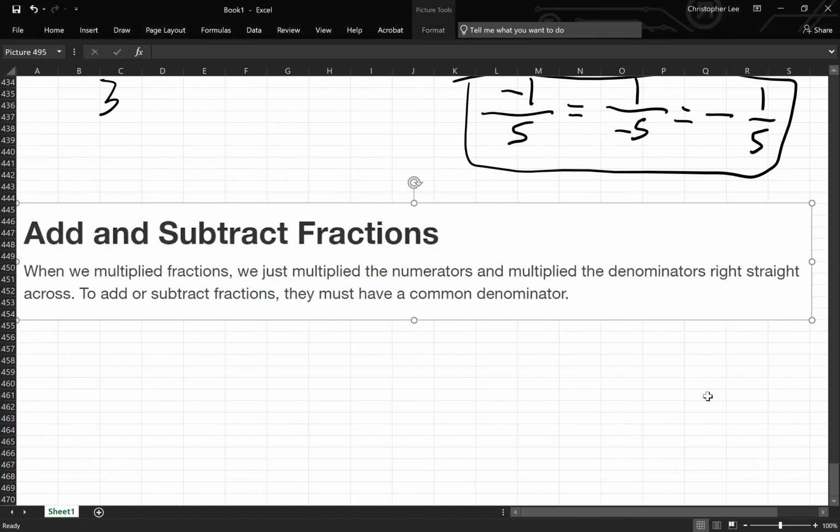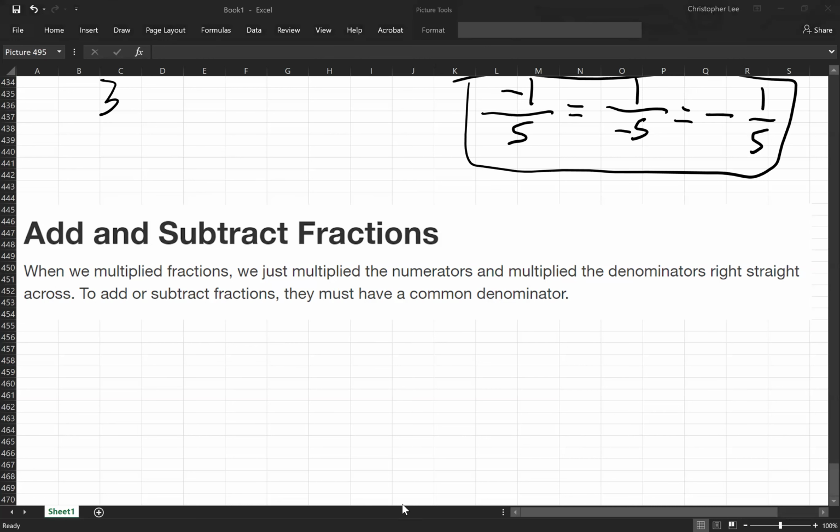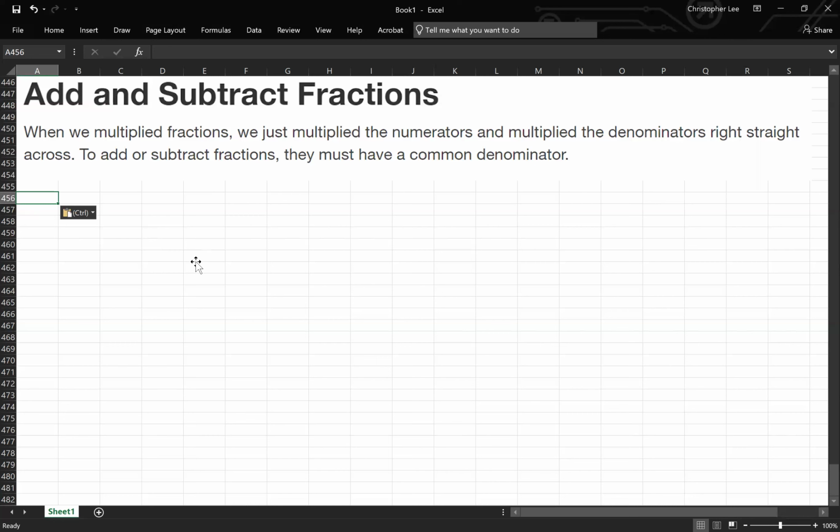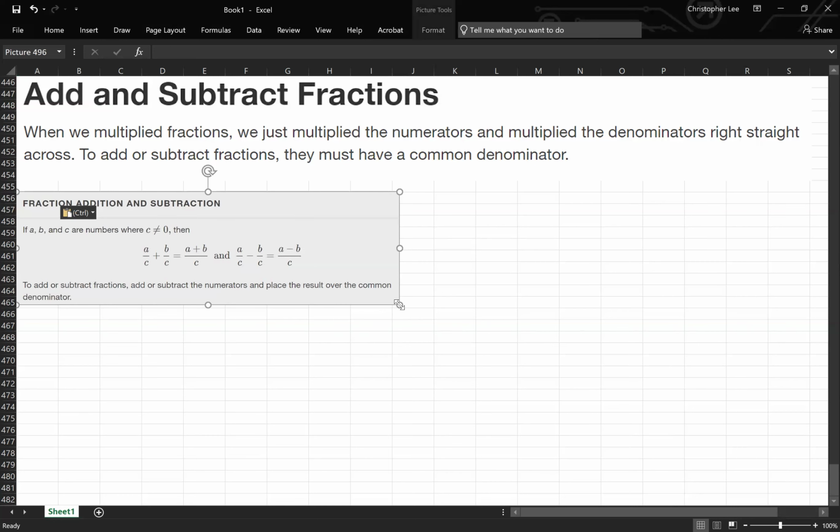So we're going to add and subtract fractions, right? When we multiplied fractions, we just multiplied the numerators and multiplied the denominators straight across. To add or subtract fractions, we have to have a common denominator. That's the hard part. They all have to have the same denominator in order for me to add or subtract the numerators. That makes it challenging. So let's take a look.